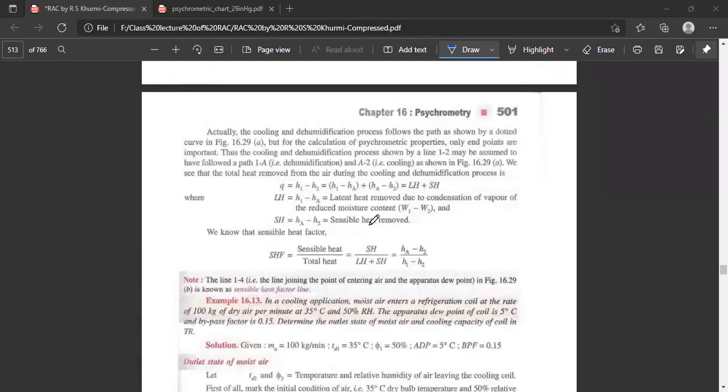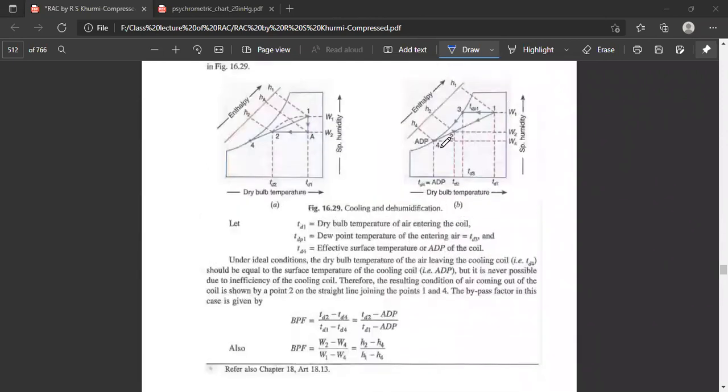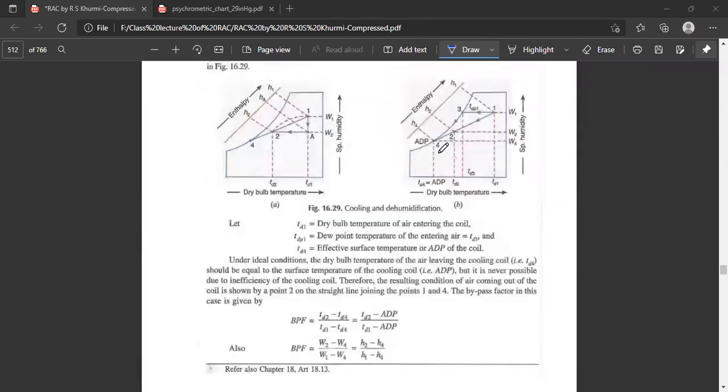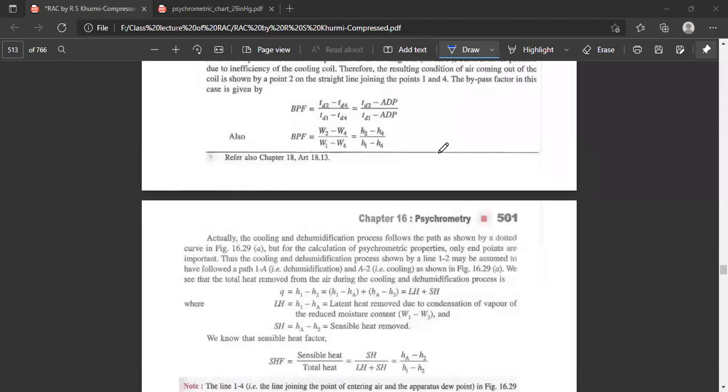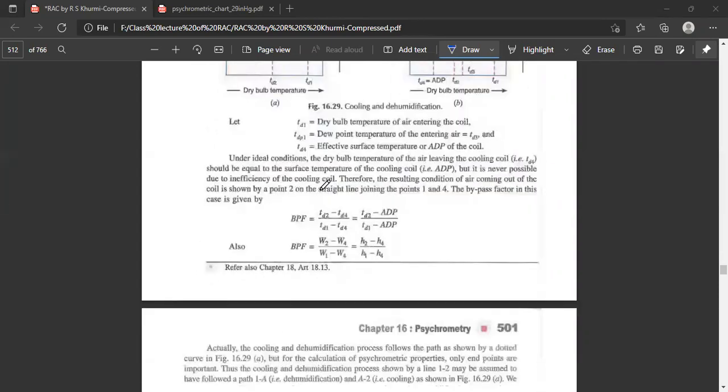So actually the cooling and dehumidification process follows the path shown by the dotted curve in the figure, which means this path. This is the dotted curve from 1 to 2.